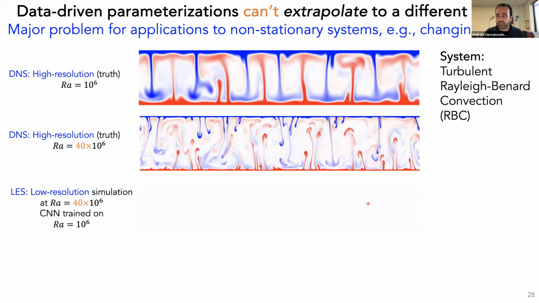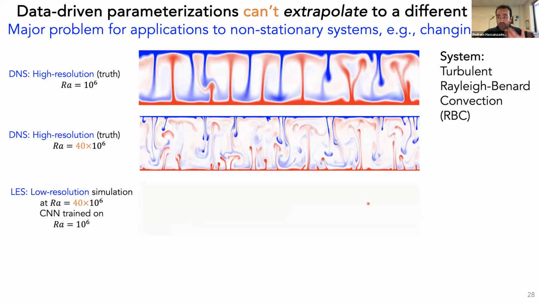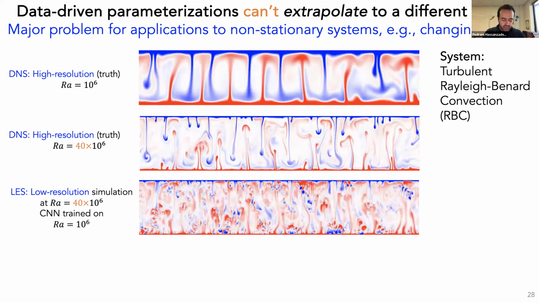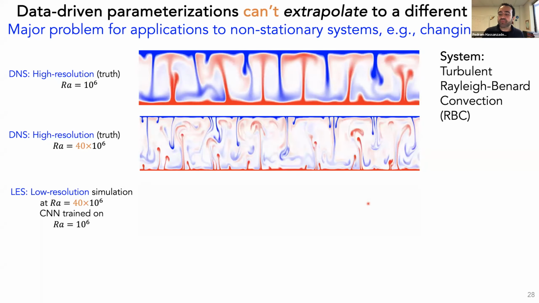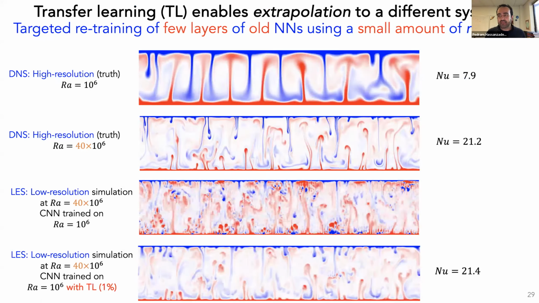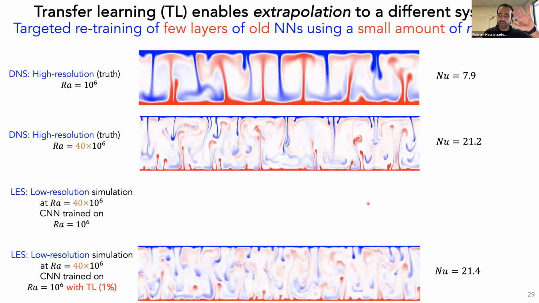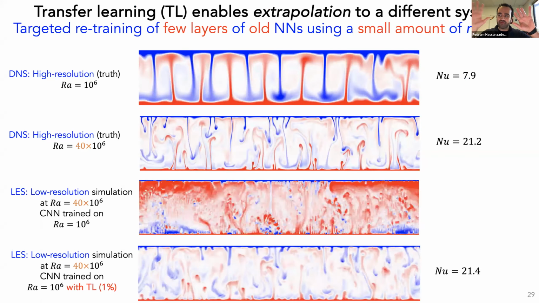And this shouldn't be surprising. None of these data-driven methods, these machine learning methods, should be expected to extrapolate, to work for a very different system. And this is well known in the machine learning community. And they have a solution for it that's called transfer learning. So the idea of transfer learning is that if I have a neural net that is trained well for one system, if I retrain a small part of this neural network with a small amount of data from a new system, if this is done right, then this neural net is going to work well for this new system.